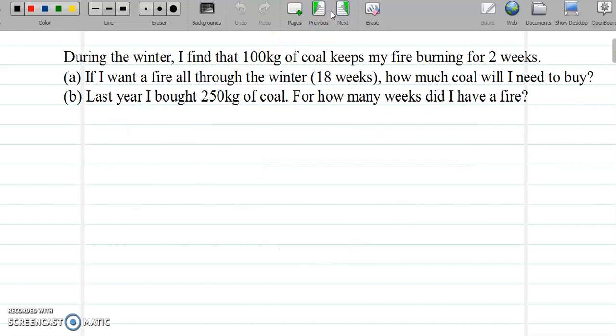Okay, now let's look at another example. In this case, we say that during the winter, I find that 100 kg of coal keeps my house burning for 2 weeks.